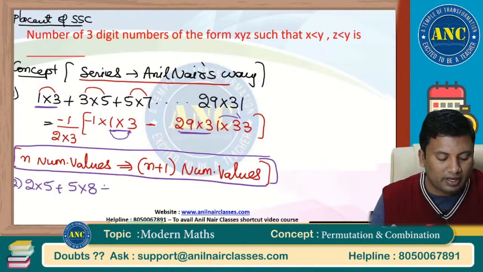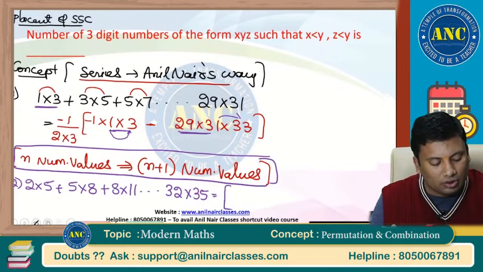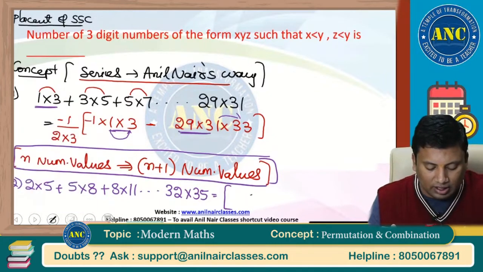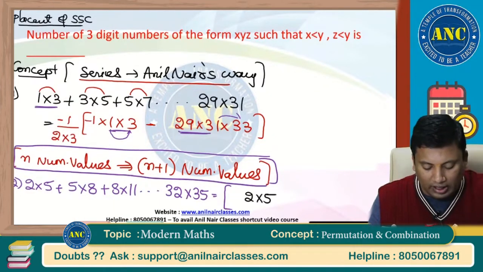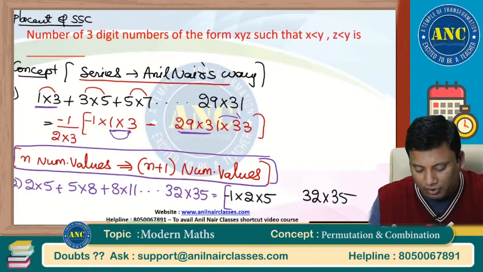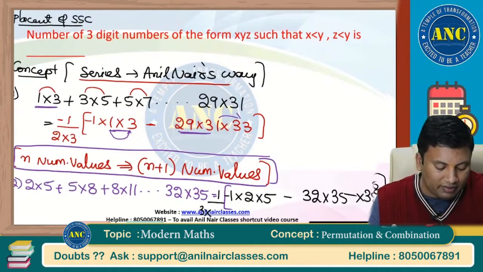2 into 5, 5 into 8, 8 into 11, and so on up to 32 into 35. Now see here, 2 into 5, and again the last one is 32 into 35. The difference between 2 and 5 is 3. Go 3 units before, go 3 units after, divide by 3. 2 numerical values become 3.